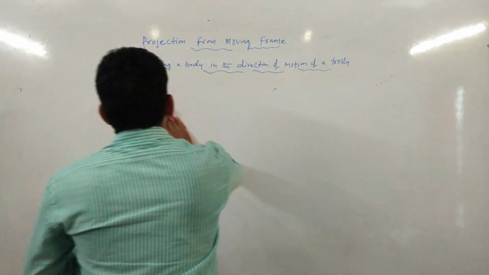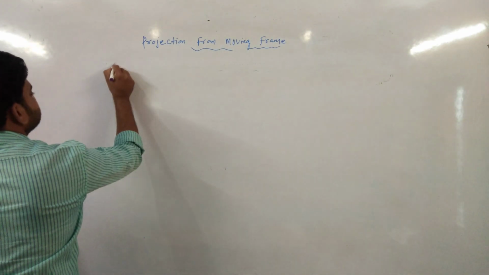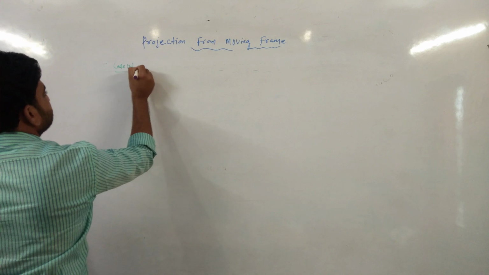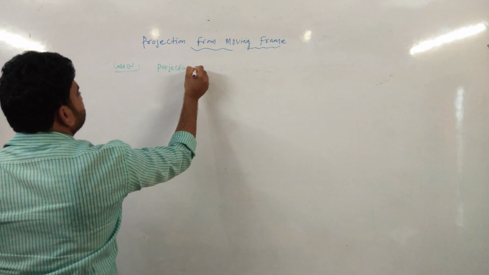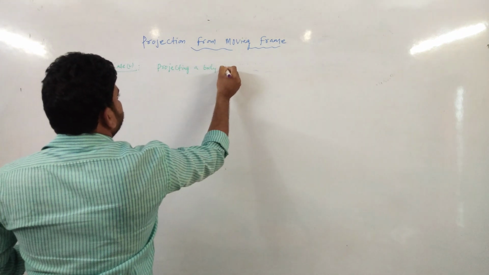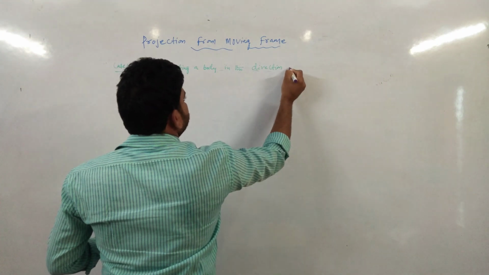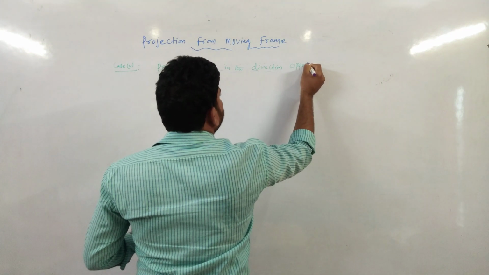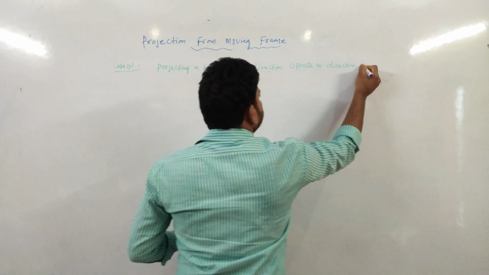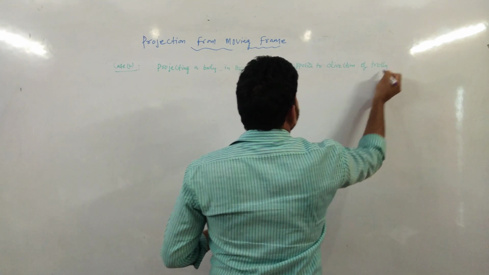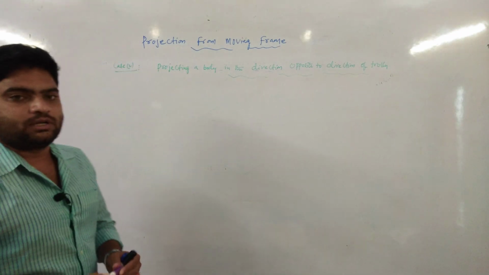So case 2 we have is projecting a body in the direction opposite to the direction of the trolley. So this is case 2 here. In this case, what happens? This is exactly opposite to that of case 1.